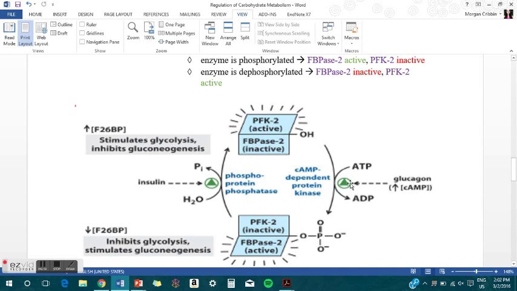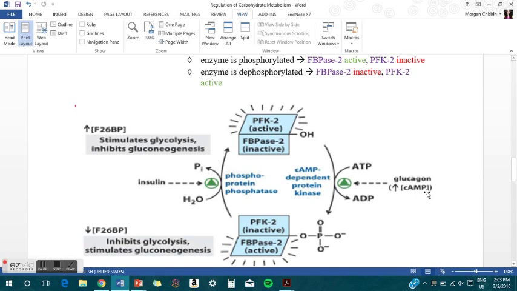Okay, so here we have the phosphorylated form that's been phosphorylated by a protein kinase, which is going to happen as a result of glucagon. So you're going to phosphorylate the hydroxyl group of this enzyme, and you're going to have FBPase2 active and PFK2 inactive. In this situation, you're going to have a decrease in fructose 2,6-bisphosphate because this FBPase2 is going to dephosphorylate it.